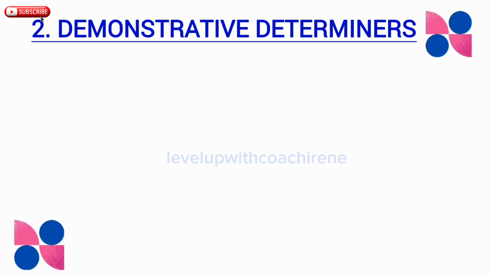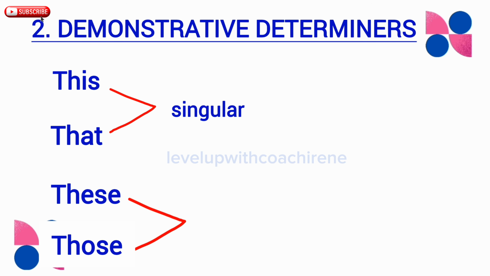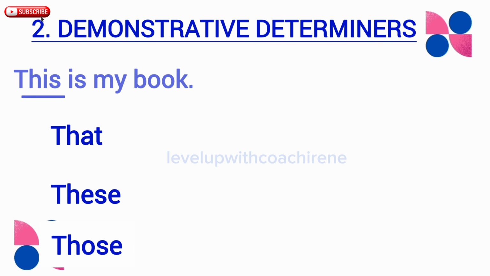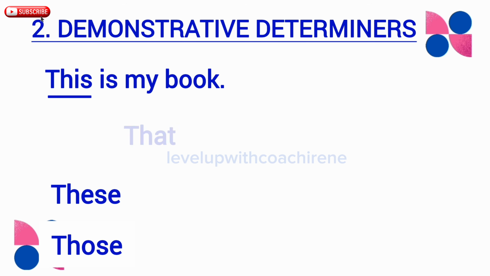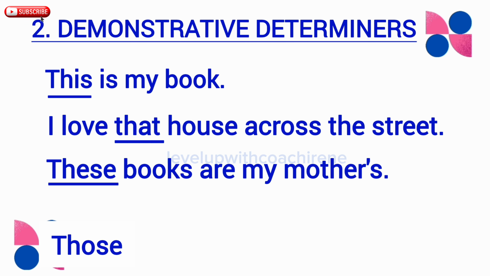Moving forward, let's look at demonstrative adjectives. They are sometimes referred to as demonstrative determinants. They are used to point out specific nouns. They include this, that, these, those. This and that are singular, while these and those are plural. Example, this is my book. I love that house across the street. These books are my mother's.